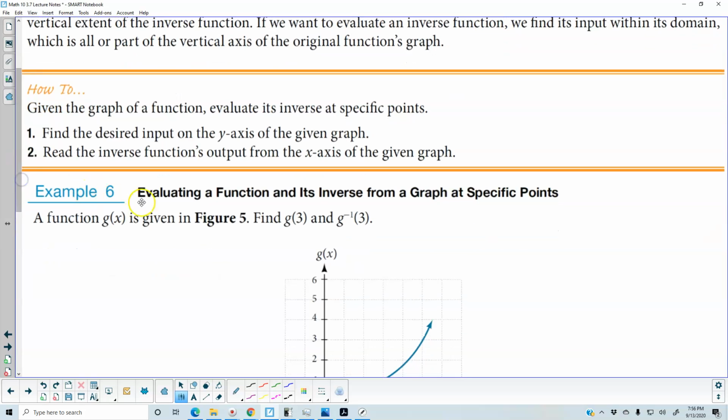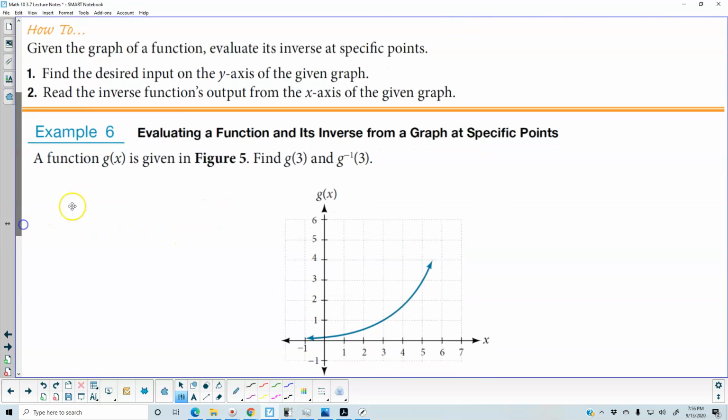So for example 6, we're evaluating a function and its inverse from a graph at specific points. A function g of x is given in figure 5. We want to find g of 3, and then we want to find g inverse of input 3.